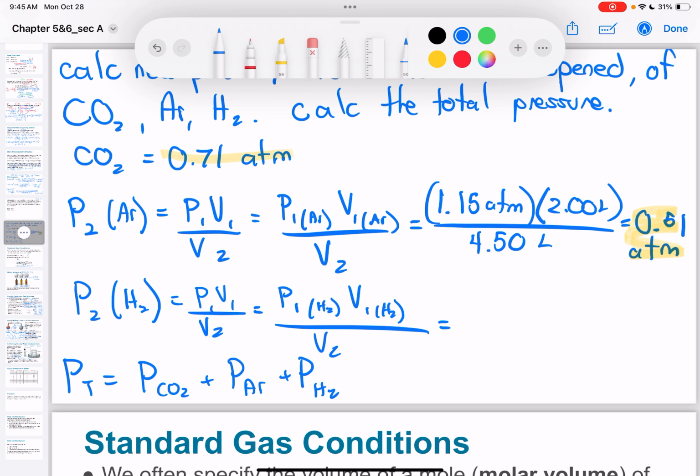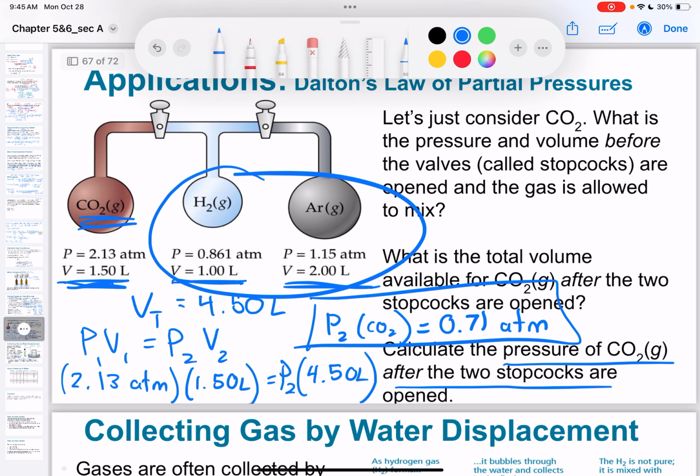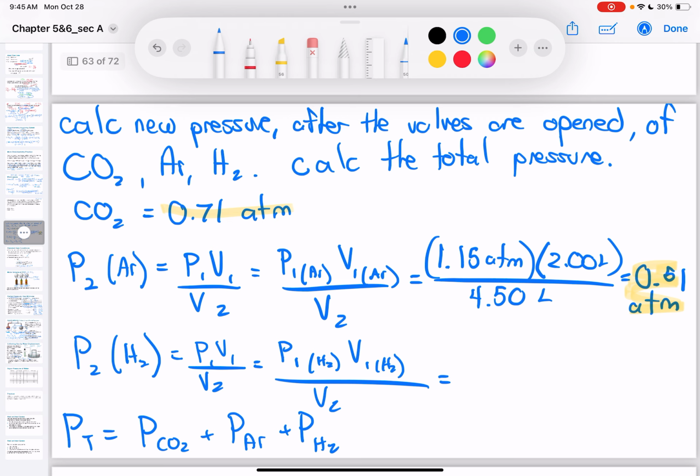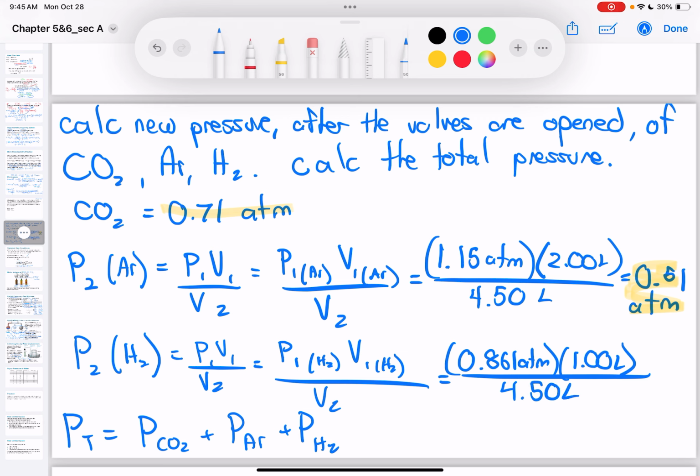And then for hydrogen, 0.861 and 1 liter over a new volume, 4.5 liters, or 0.19 atmospheres.